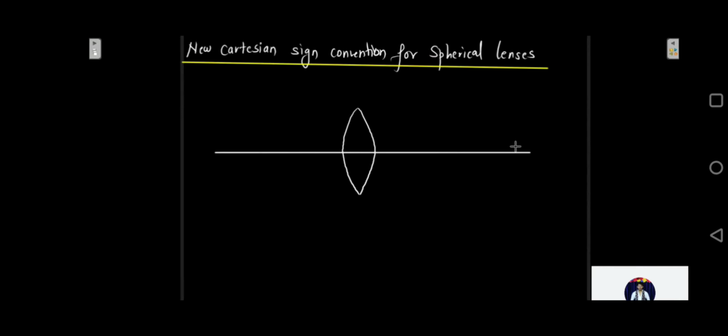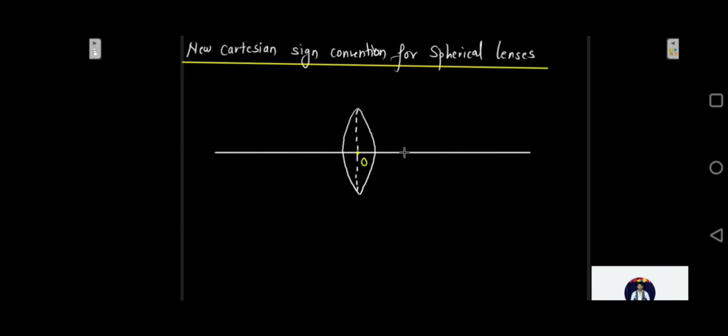Let us see new Cartesian sign convention for spherical lenses. So the first sign convention is that all the distances are measured from the optical center of the lens. So if I have optical center over here, exactly at the center, all the distances are going to be measured from this optical center, this side or this side. That is the first sign convention.